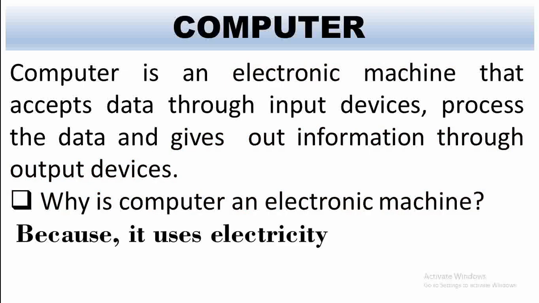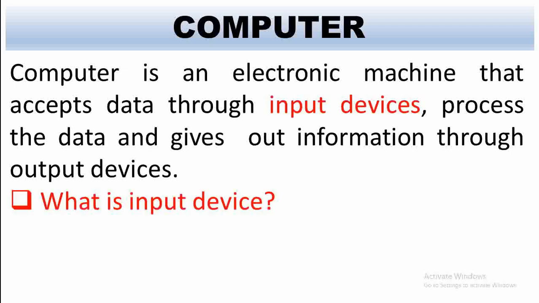A computer is an electronic device because it uses electricity, that is, it requires voltage before a computer can work. That's the reason why a portable computer like the laptop always has a battery to power it up. Then we said it accepts data through input devices.